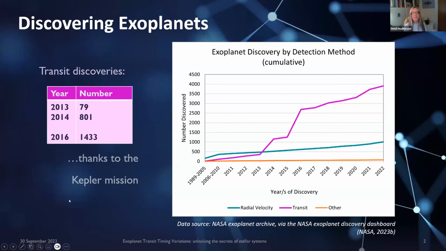Okay. Over 5,000 exoplanets have been discovered to date, as we've already seen, and most of those have actually been discovered by the transit method, largely thanks to NASA's Kepler and then later K2 mission, which is responsible for those jumps in the numbers of confirmed exoplanets that you can see in 2014 and 2016. Add to that the launch of the Transiting Exoplanet Survey Satellite in 2018, which, as we've seen already, has provided us with over 300 confirmed exoplanets so far.